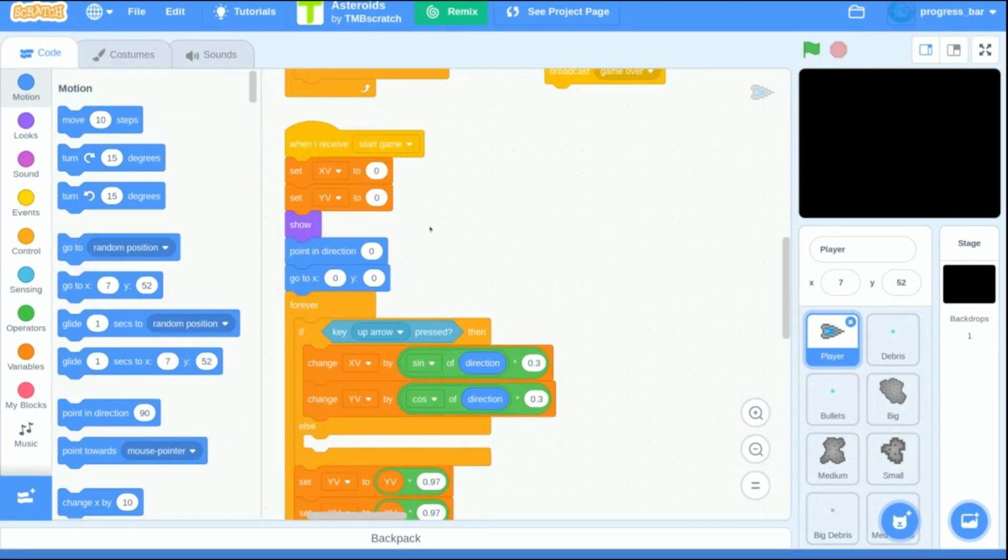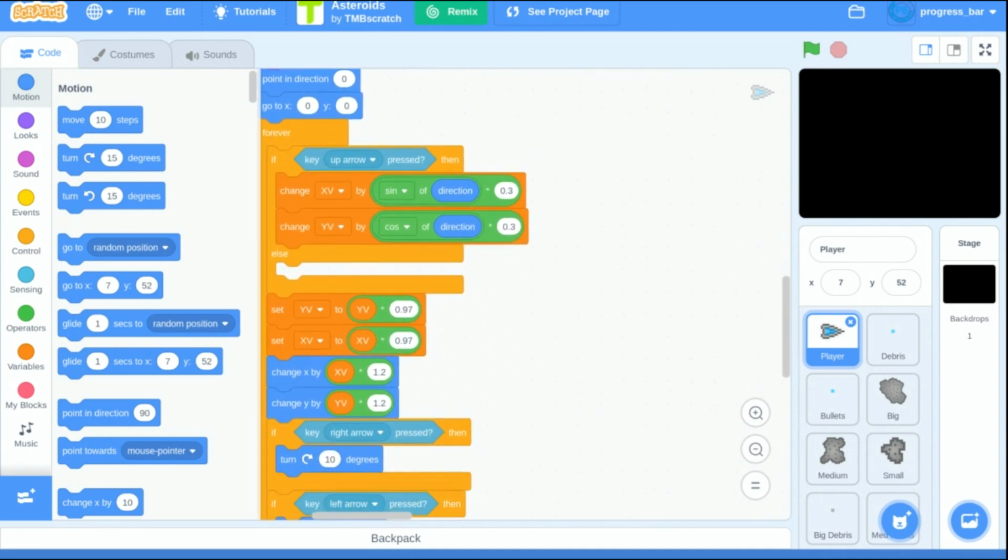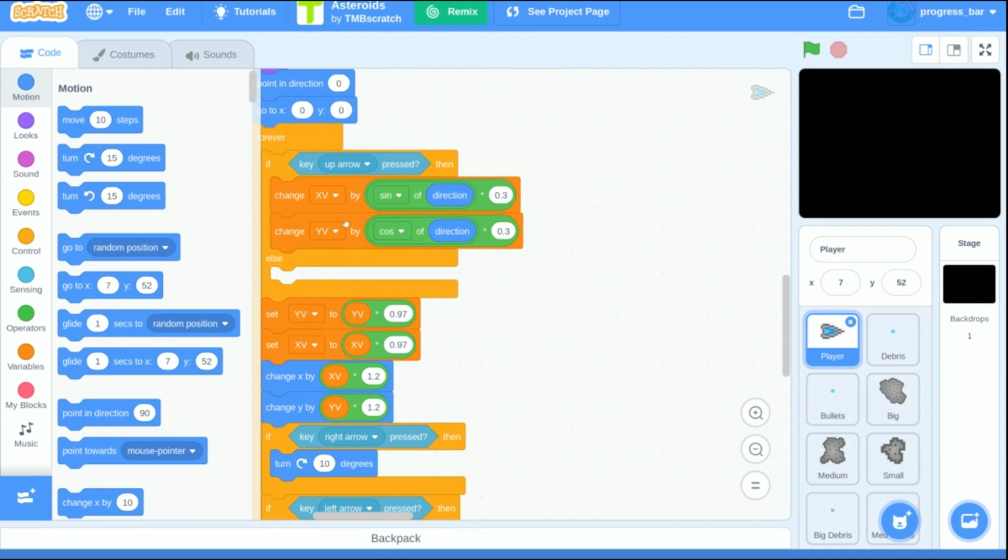Over here there's some code for the movement, managed by an X and Y variable, meaning left, right, and up, down respectively, and here's some code that I don't understand. It's a modifier for the left and right and up and down speed, but I don't know what this means. Sine, cosine of direction times 0.3.